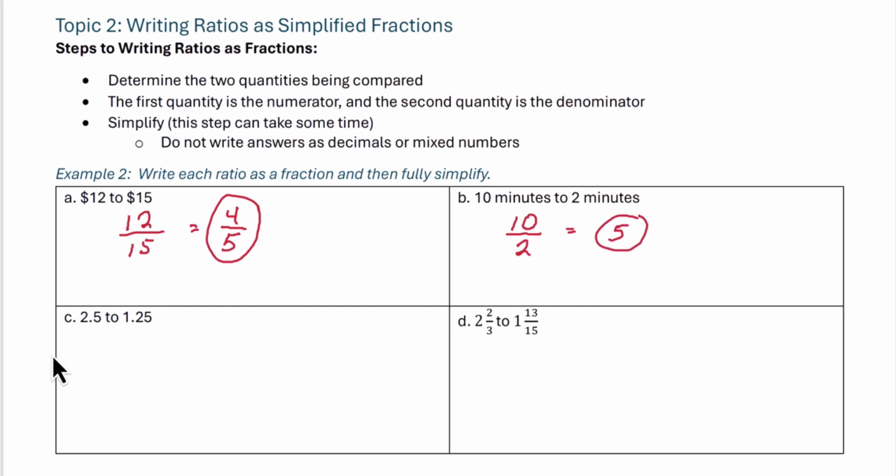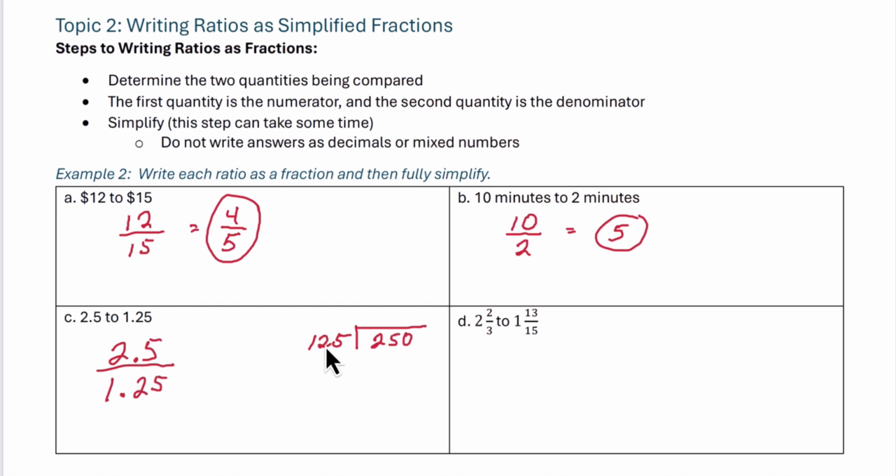In part C, we have 2 and 5/10 to 1 and 25 hundredths. This we can simplify using division. Remember, the divisor must be a whole number. So 1 and 25 hundredths will move that decimal 2 times to the right, making it 125. And if we move that decimal to the right 2 times, we need to also move the decimal in the dividend 2 times to the right. So that will give us 250 for the dividend.